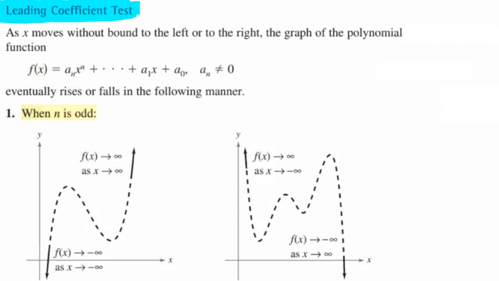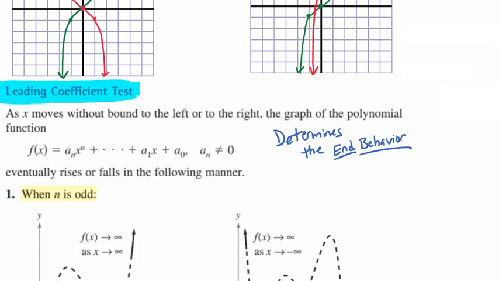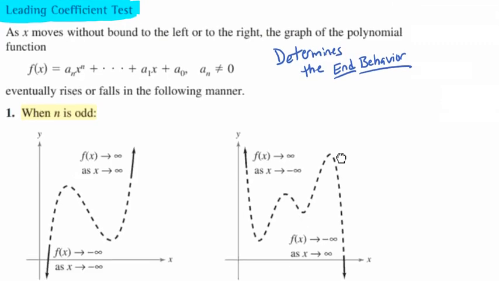So the leading coefficient test says that as x moves without bound to the left or to the right, the graph of the polynomial function of the form f of x equals a sub n x to the n plus all the way until a sub 1 x plus a sub 0, where a sub n can't equal 0, eventually rises or falls in the following manner. So now you're like, what exactly was that saying? It's saying it determines the end behavior, right?